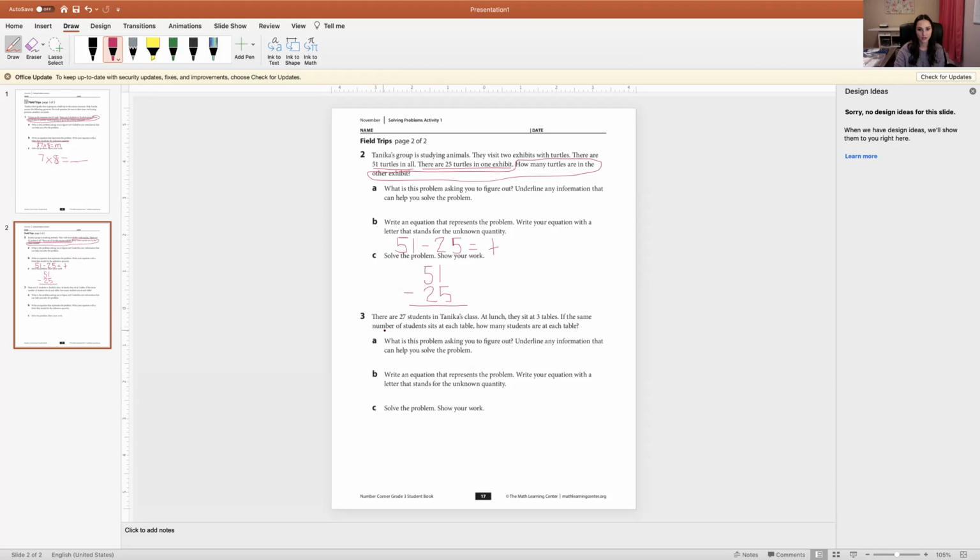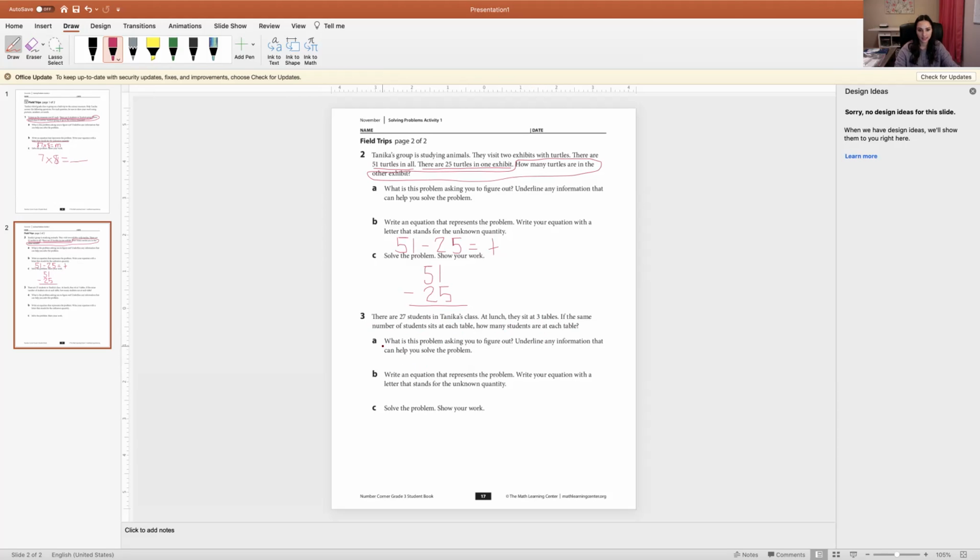It says, there are 27 students in Tanika's class. At lunch, they sit at 3 tables. If the same number of students sit at each table, how many students are at each table? So we're going to have to use a division problem for this, or division equation for this problem.